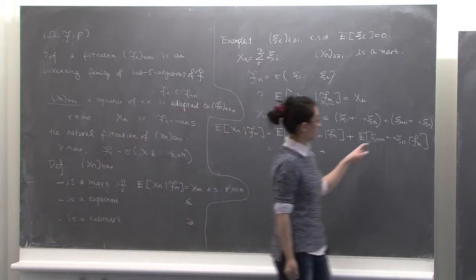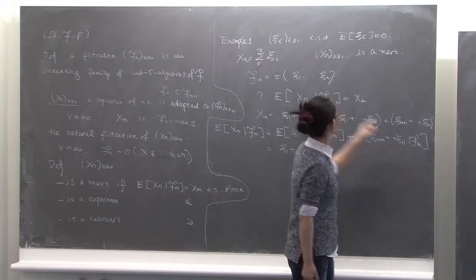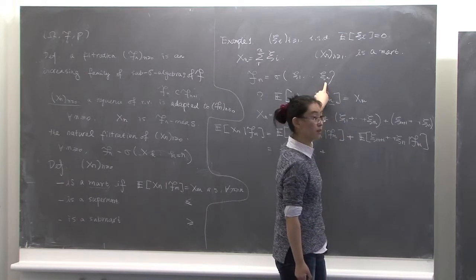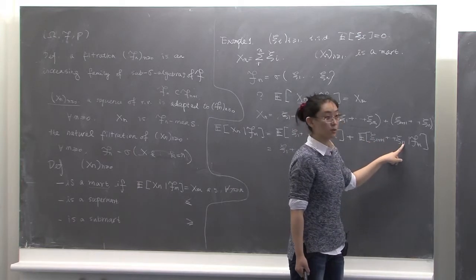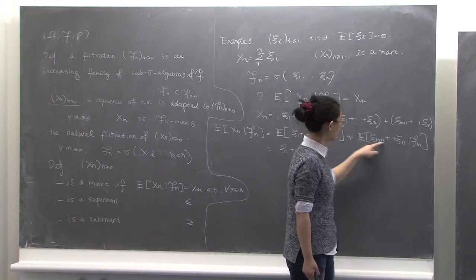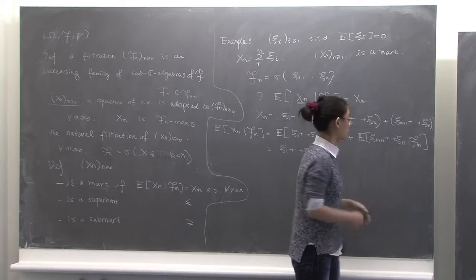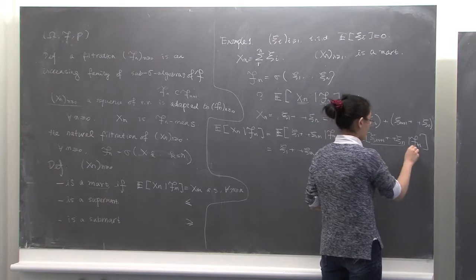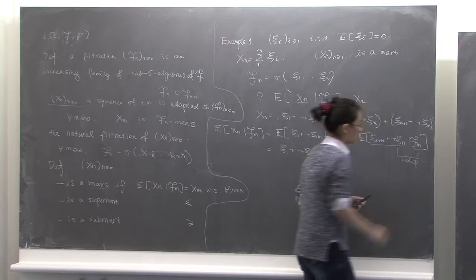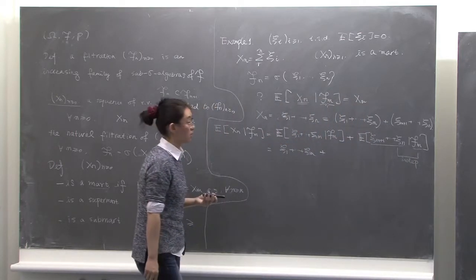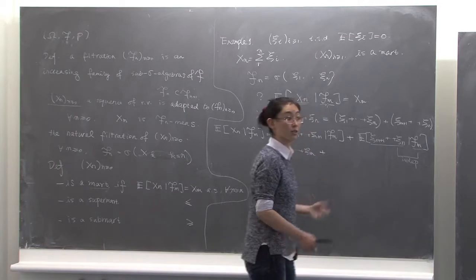Now let us check the second part. Fm is all the information from ξ1 to ξm. But ξm plus 1 to ξn is independent of what happens at times up to m. So these two are independent. And since they are independent, the conditional expectation is the same as the expectation itself.